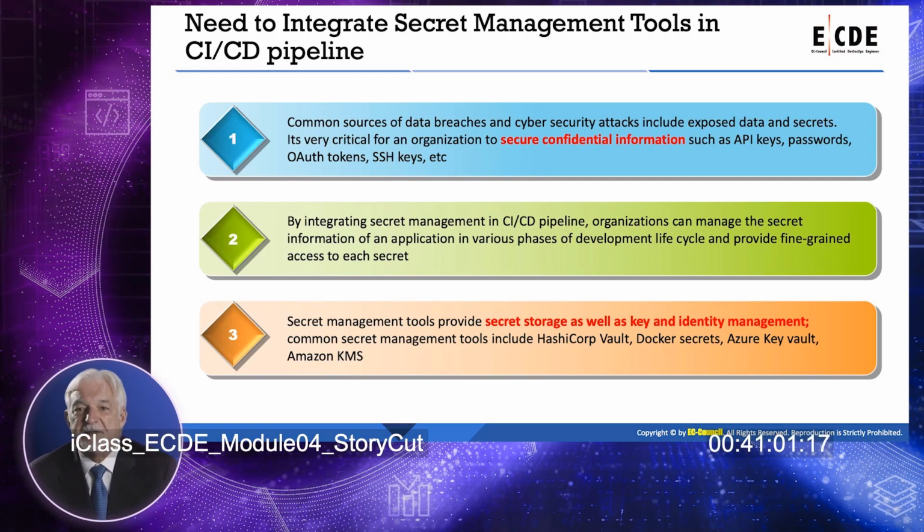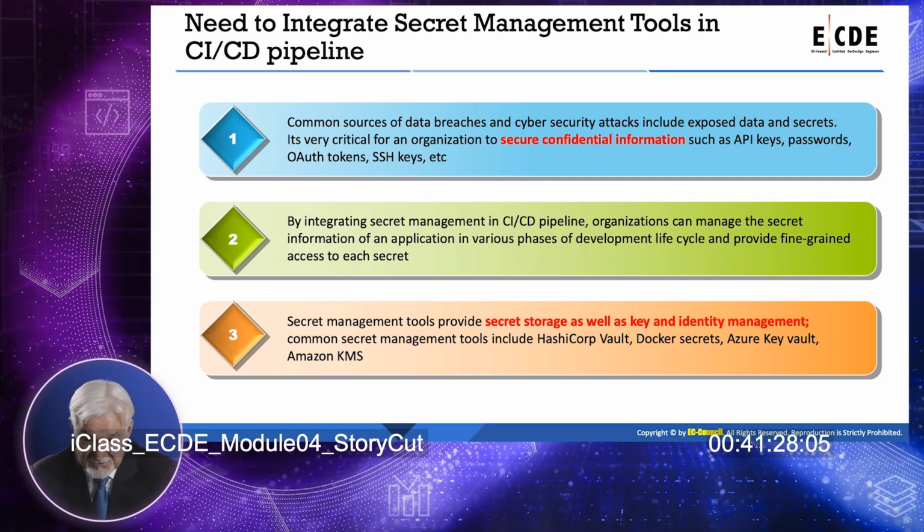There's a need to integrate secret management tools in the CI/CD pipeline. We've talked a little bit about them in the past, but common sources of data breaches and cybersecurity attacks include exposed data and secrets. It's very critical for the organization to secure confidential information, such as API keys, passwords, authentication tokens, SSH keys, etc., particularly within this development environment.